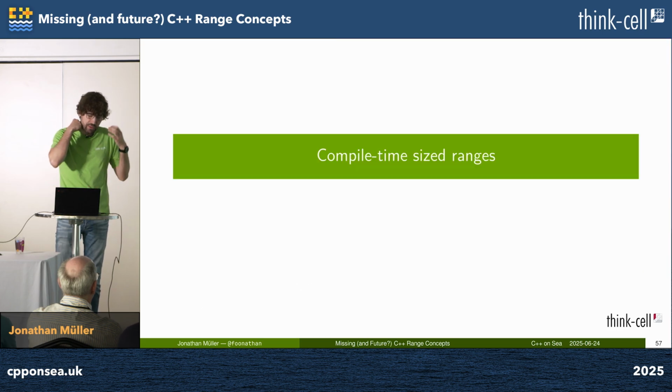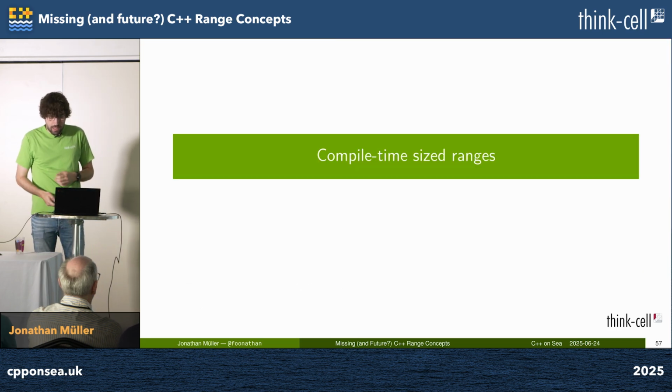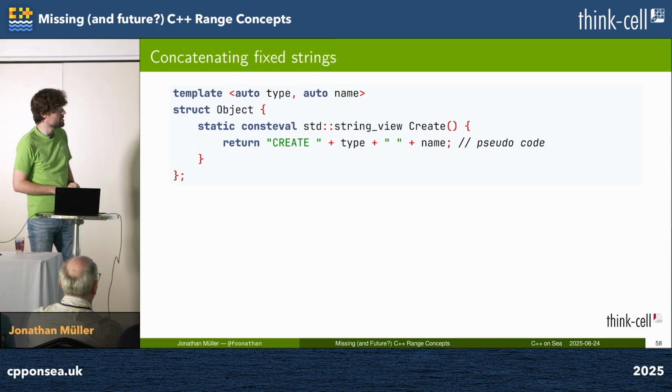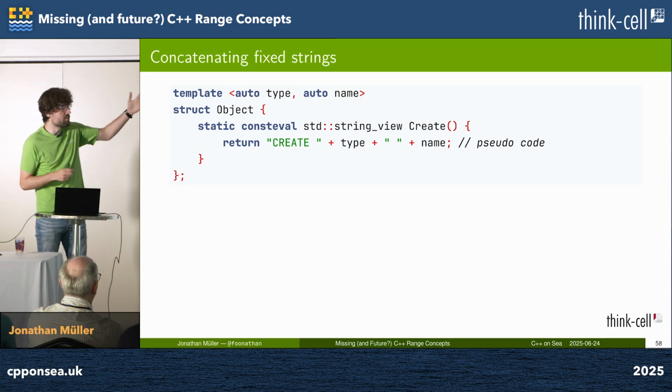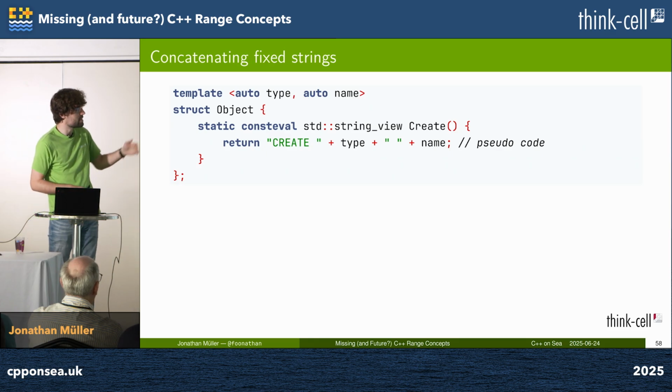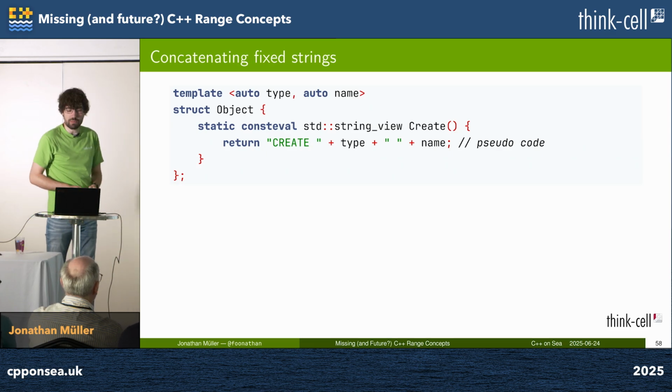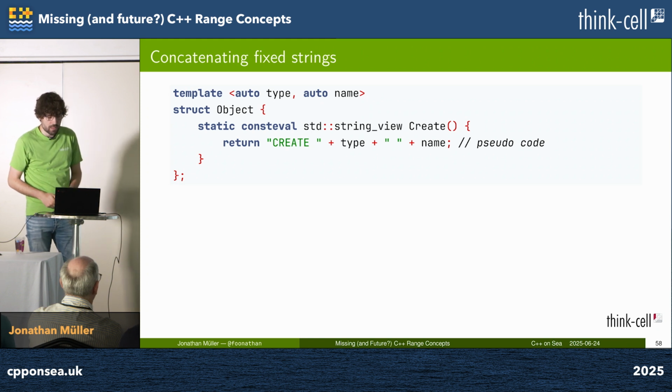So with that, we can tackle the real problems. This is essentially what create does. This is the pseudocode we want to do. We have our type, which is a string. We have our name, which is a string, and then we want to create type name, right? Put them together, have the end result be a string view, and just use that.